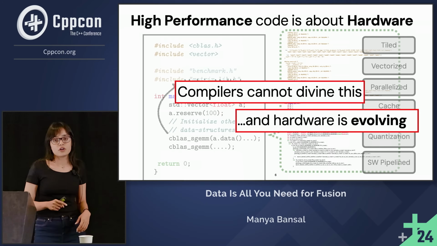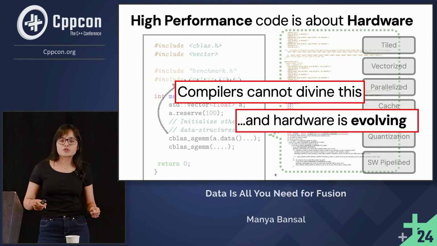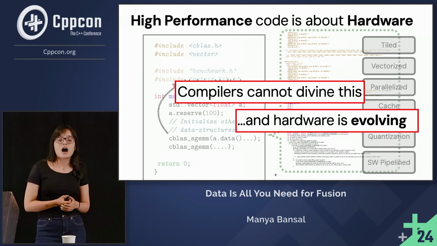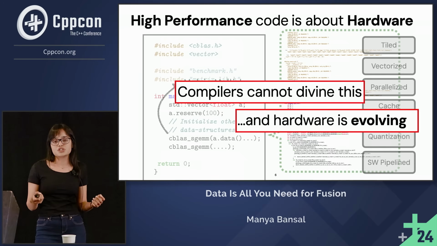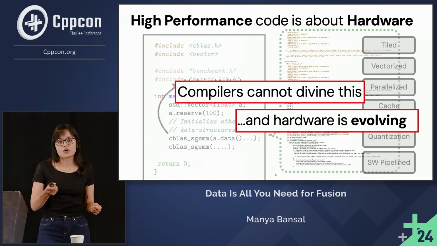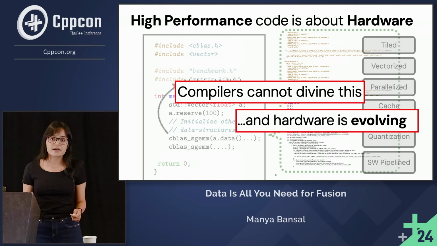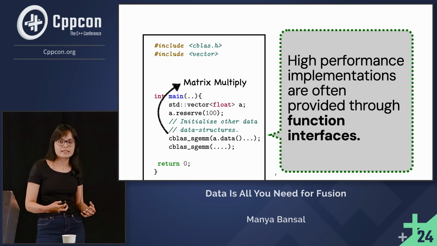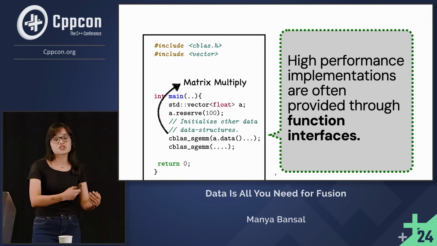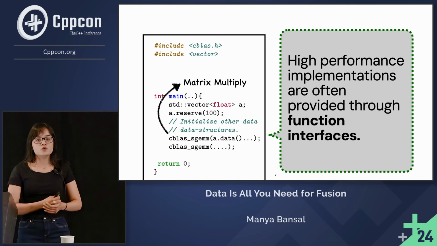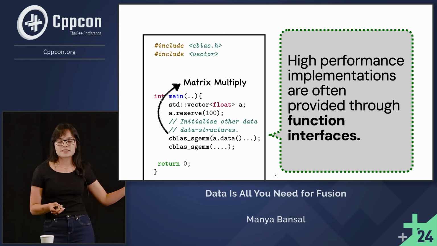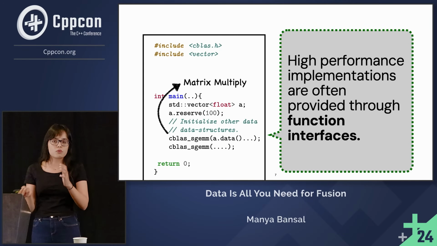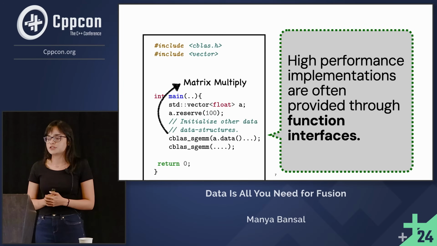And the hardware is evolving. So even if you were able to take these patterns and retrofit them into monolithic machinery like a compiler, hardware is going to change. And if your computation doesn't fit within these patterns, or the hardware itself evolves, you're stuck. In practice, what ends up happening is that these high-performance implementations often get provided through function interfaces. So essentially, you find a library, the way that I did with C++, and use that function interface to use a fast and efficient implementation of whatever computation you'd like to do.